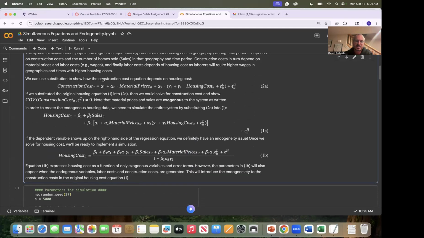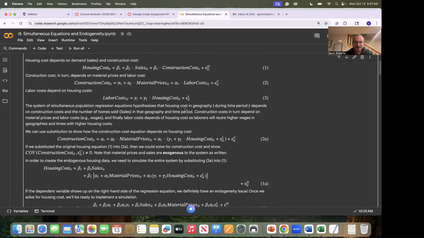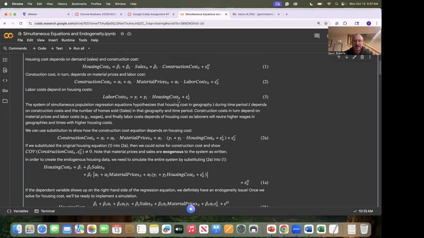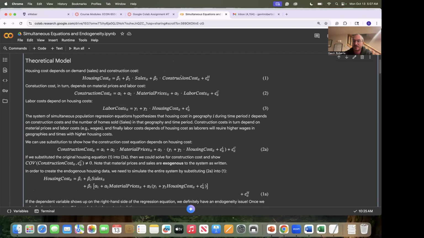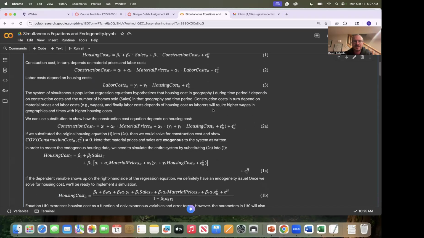We can use substitution to show how the construction cost equation depends on housing cost, right? So we could substitute material prices and labor costs into this equation. Or sorry, we could substitute away labor costs. So we're substituting here to get housing costs into this construction cost equation. And then we see, okay, construction cost depends on housing costs, right? So this is an independent variable in equation one, but it's pretty straightforward to use equation three to show that construction cost right there depends on housing costs.